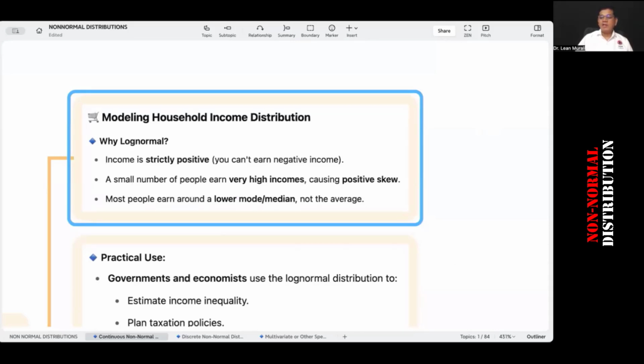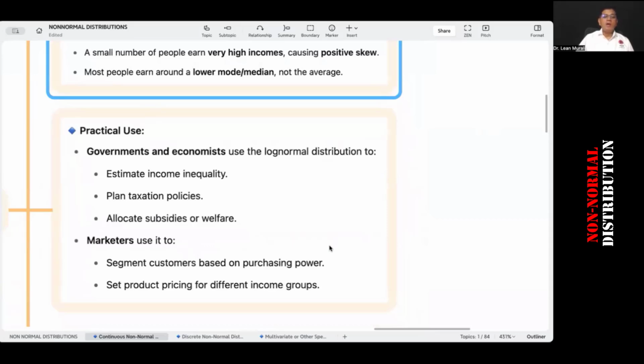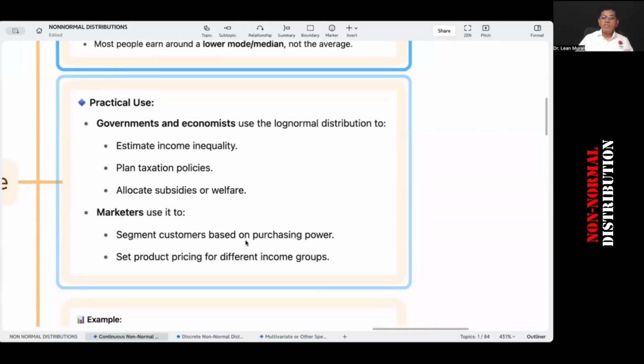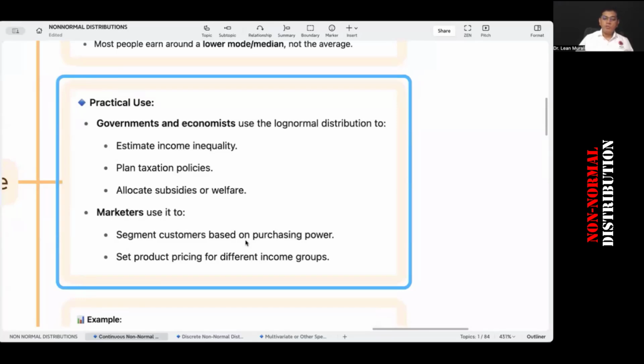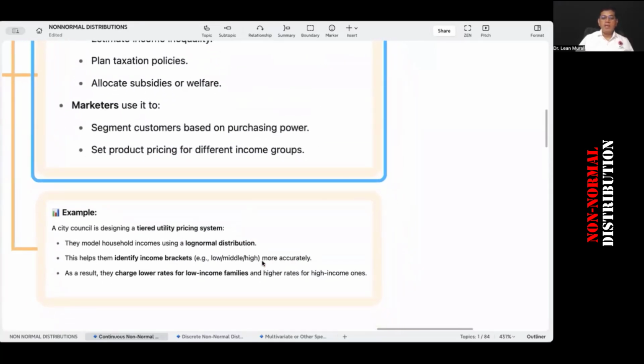If this is clear, type SC, super clear, in the chat box. The practical uses: governments and economists use log normal distributions to estimate income inequality, plan taxation policies, and allocate subsidies. Marketers use it to segment customers based on purchasing power and set product pricing for different income groups.